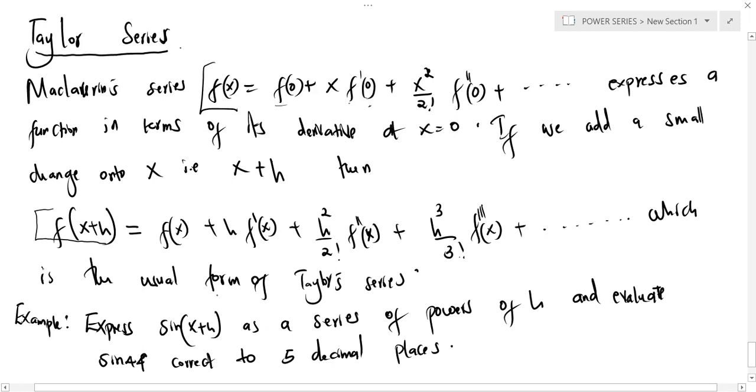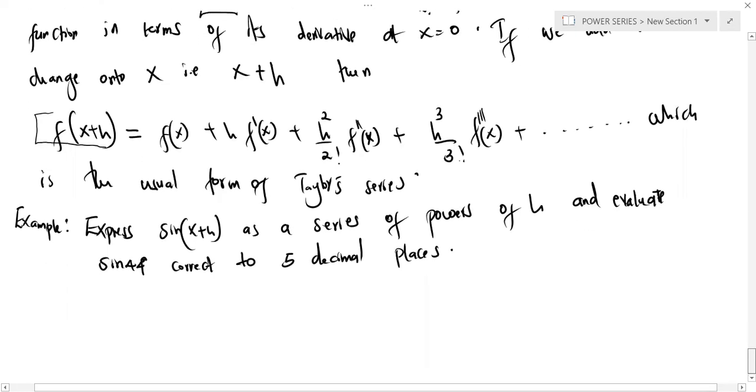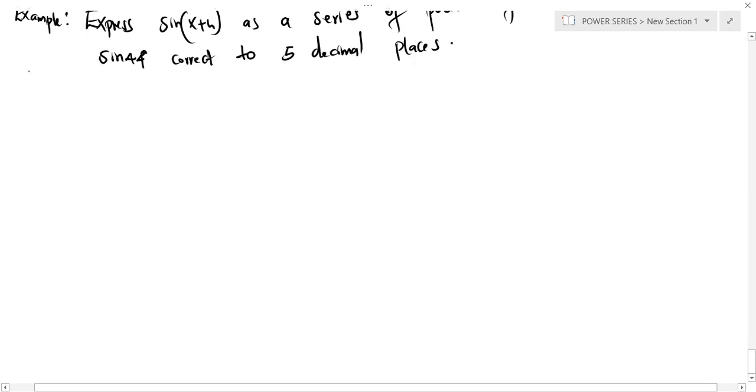Now, how do we go about solving questions involving Taylor series? So let's say you're given this particular question here. Express sine x plus h as a series of powers of h, and evaluate sine of 44 degrees correct to 4 decimal places. Now, in order for us to express sine x plus h, we know the Taylor series formula.